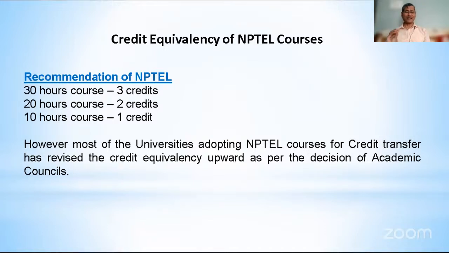As far as credit transfer is concerned, a question comes: what is the credit equivalency? As far as NPTEL is concerned, a 30-hour course is recommended to be equivalent to 3 credits, 20-hour courses are equivalent to 2 credits, and 10-hour courses are equivalent to 1 credit. However, most of the universities who have adopted NPTEL courses have taken a decision to enhance it suitably. So it is not binding on the college authorities to take 30-hour courses as equivalent to 3 credits. Based on the recommendation of their Board of Studies or Academic Council, this can be taken as 4 or 5 credits as they deem fit.